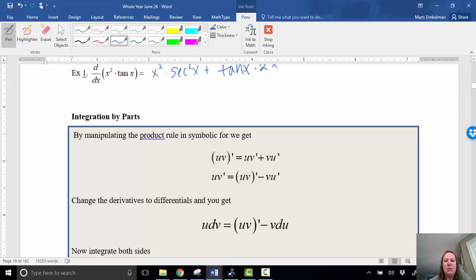This next step is really just isolating this uv prime. So what I've really done is taken this vu prime and moved it over to the other side, so it becomes a subtract. I've rearranged a little bit too. Now I'm going to change those v primes and u primes to dv's and du's, those little differentials like I use with implicit. They really mean the same thing.